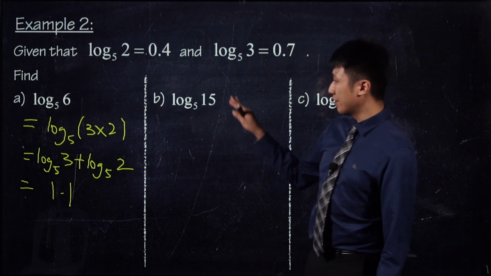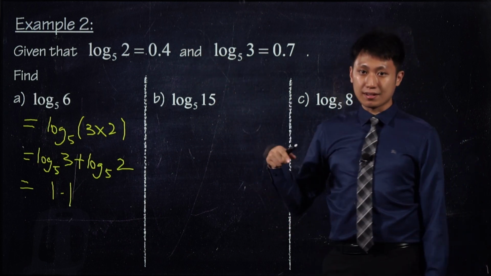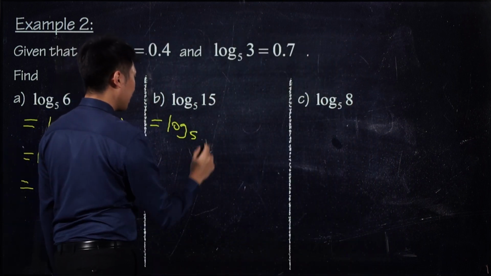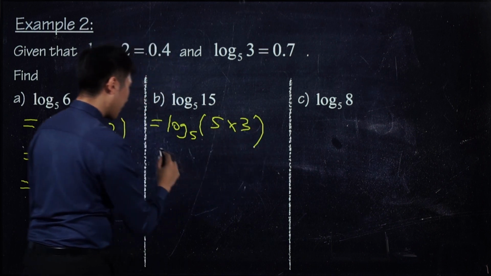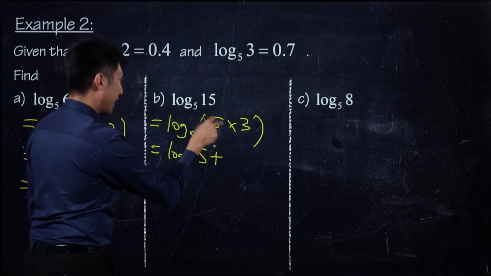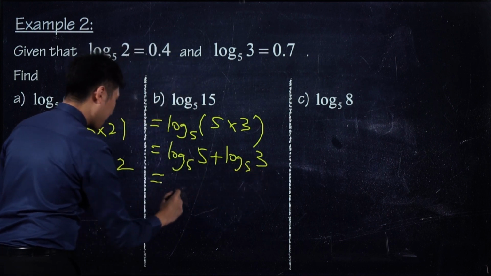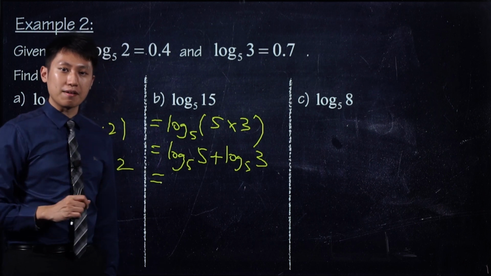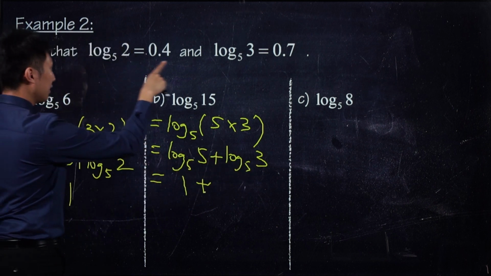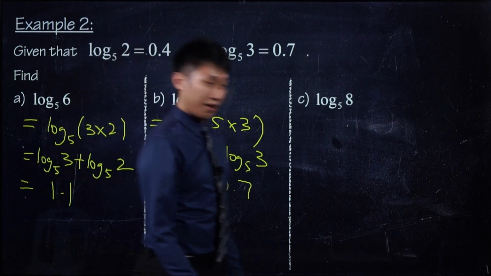Again, here, we're going to factorize this. 15 is what? 5 times 3. Let's see. Log base 5 of 5 times 3 is equal to log base 5 of 5 plus log base 5 of 3, multiply inside becomes plus outside. What is log base 5 of 5? 5 to the power what gives you 5? Answer is 1. 1 plus log base 5 of 3, which is given here as 0.7, is 1.7. Alright, next one.